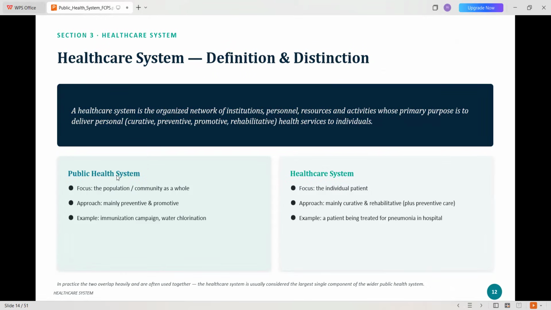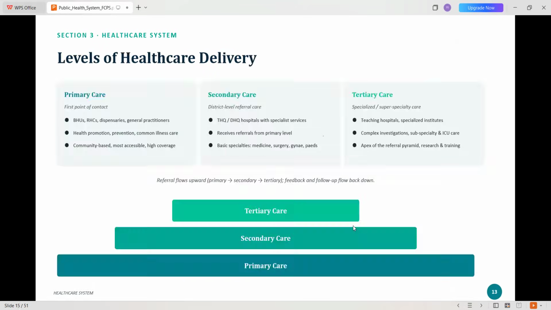The public health system focuses on the population and community as a whole. Its approach is mainly preventive and promotive, for example, immunization campaigns and water chlorination. Whereas the healthcare system focuses on the individual patient, so its approach is mainly curative and rehabilitative plus preventive, for example, a patient being treated for pneumonia in the hospital.